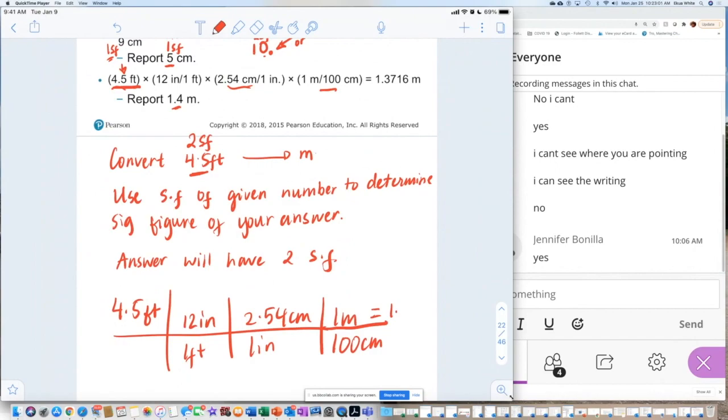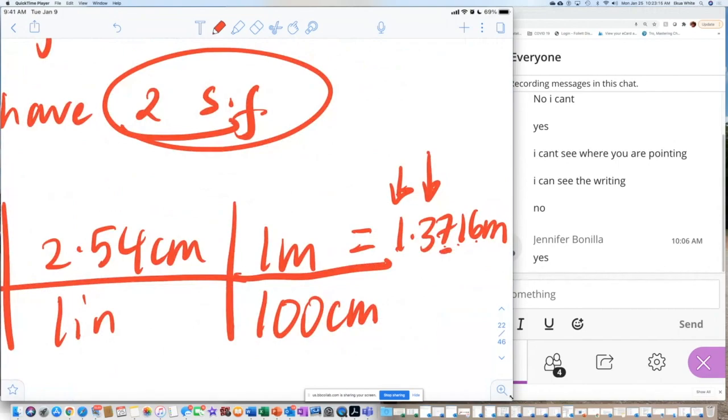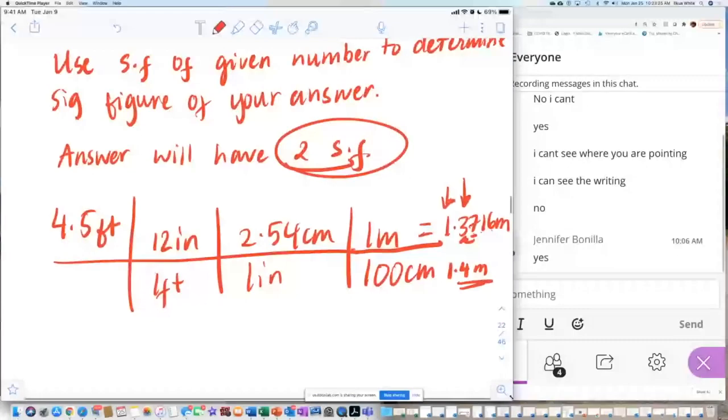So once I get my answer as 1.3716 meters, these are 1, 2, 3, 4, 5 significant figures, right? You have to round this down to 2. So this remains, but the next number that has to be cut off or dropped is bigger than 5. So round up, and this becomes 1.4 meters. Okay, remember, we don't use these numbers right here to figure out the significant figures of your answer. We use the original given number, right? 2 sig figs, 2 sig figs.